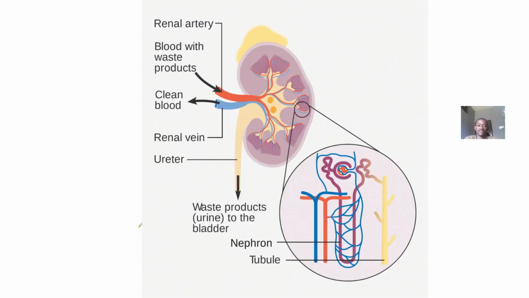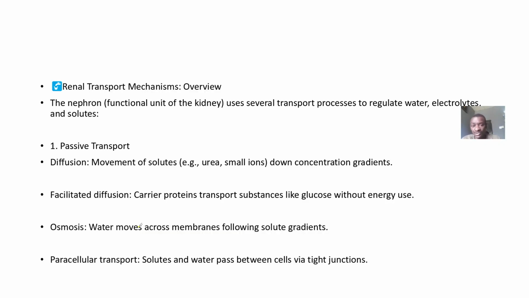So for renal transport mechanisms, first of all you should know that the nephron is basically the functional unit of the kidney. So if you want to talk about the overall function of the kidneys, you can even talk about just a nephron, and you have covered it. This place regulates water, regulates electrolytes, and also solutes. Okay. So we have passive transport. This one is movement of solutes down concentration gradients.